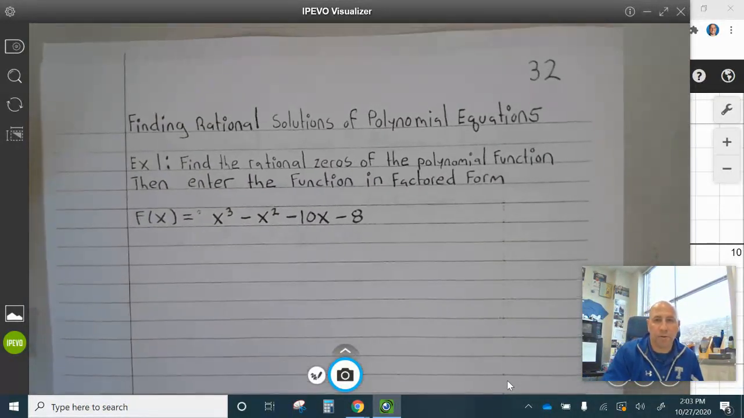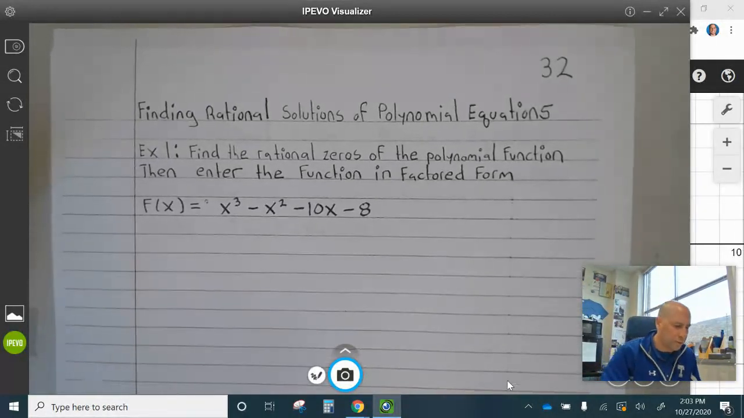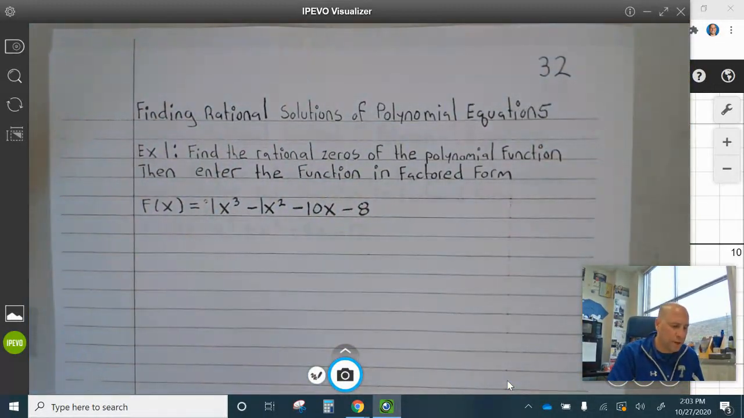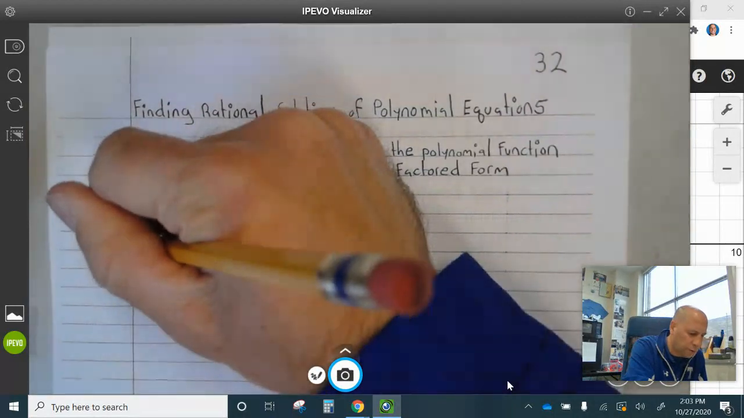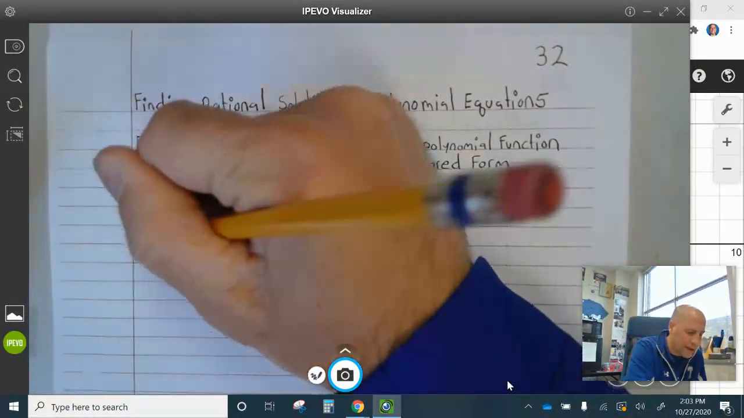All right, journal page 32. Finding rational solutions of polynomial equations. Example 1. Find the rational zeros of the polynomial function, then enter the function in factored form. So first off, let's put a 1 here, 1 here. Now, what you have to do for the rational zero theorem is find m and n.